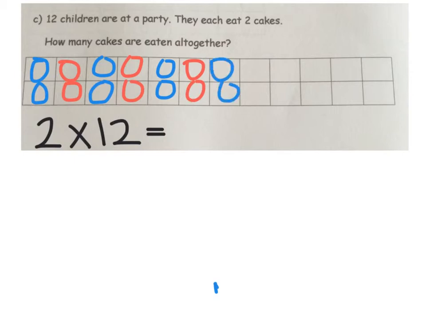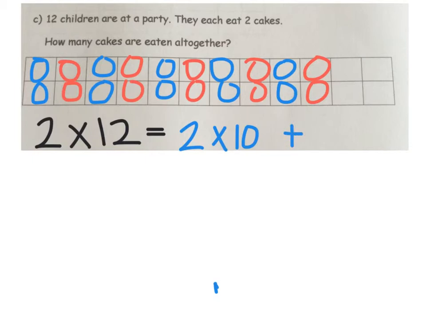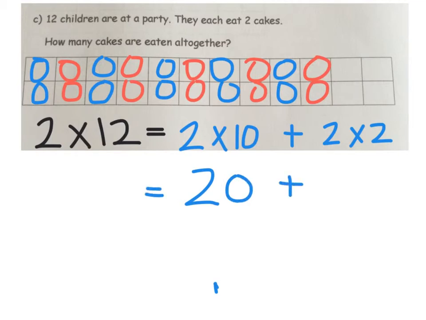Once I get there. So that's 1, 2, 3, 4, 5, 6, 7, 8, 9, 10 groups of 2. So I know that 2 times 12 is the same as doing 2 10 times and 2 more times. Well, 2 times 10 we know is 20. And I've got 2 more lots of 2 to do. That's 1 more lot of 2 and another lot of 2.